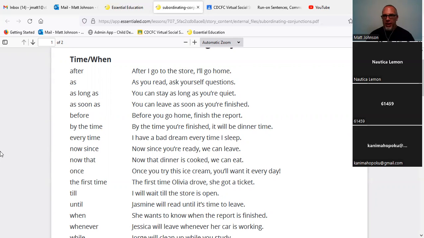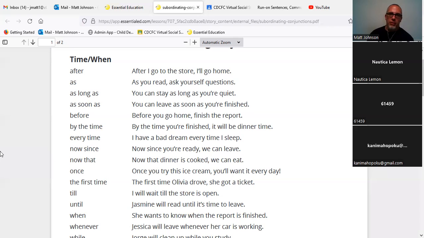As you read, right? Certainly, if you saw that standing alone, that's a subordinate clause. It's the same thing, right? So there's certain words like after, as, before, by the time, every time, right? By the time you're finished, it will be dinner time. And this gets complicated because a lot of times we don't always talk in complete sentences, especially if somebody else knows the context, in conversation.